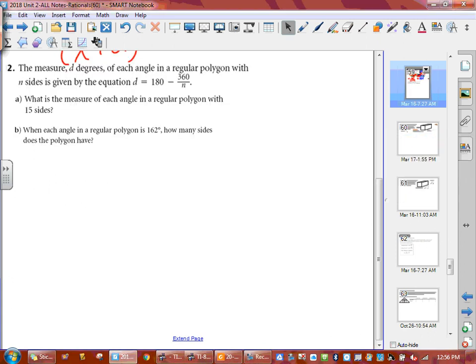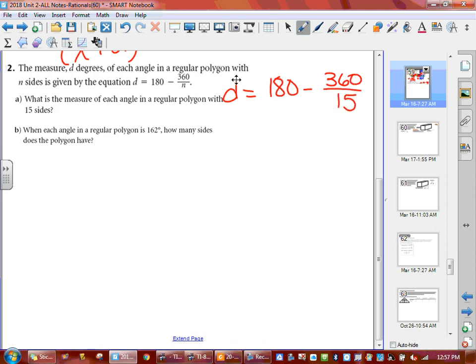So here we've got a shape question. They're talking about the degrees of the angles inside the shape. It says, the measurement of degrees at each angle of a regular polygon is given by this equation: 180 minus 360 divided by the number of sides. N is the number of sides. What is the measure of each angle with 15 sides? So literally we're putting a 15 where the N is, and we're solving. We're going to write D equals 180 minus 360 over 15. We're putting 15 where the N went.